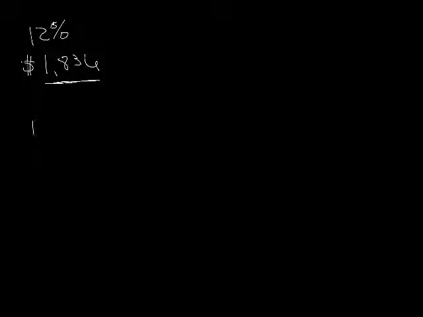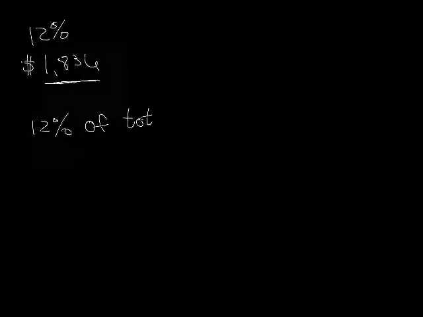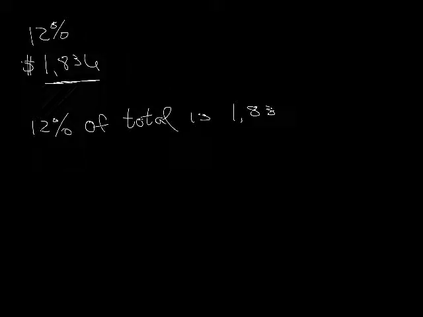So we can write this as 12%. We can write it in really several ways, the way I just said it or the way the book has it. The book has it as 12% of the total selling price of the car is $1,836. So 12%, 0.12, changing it to a decimal, times x, which is the total, equals $1,836.